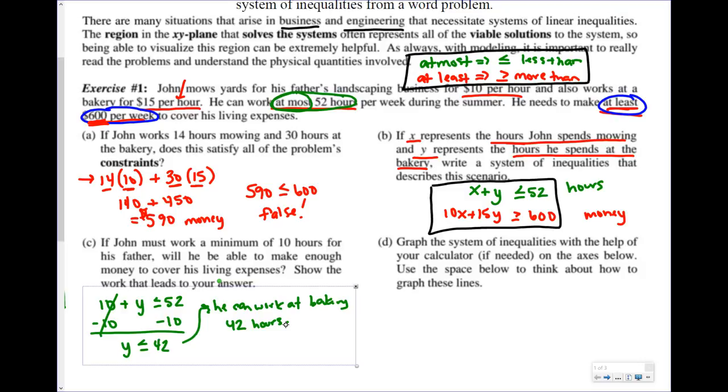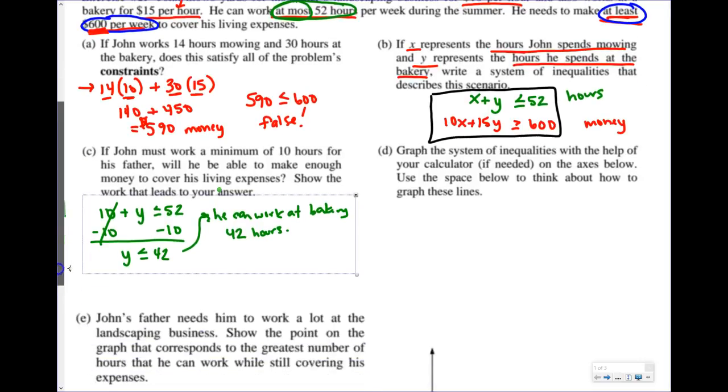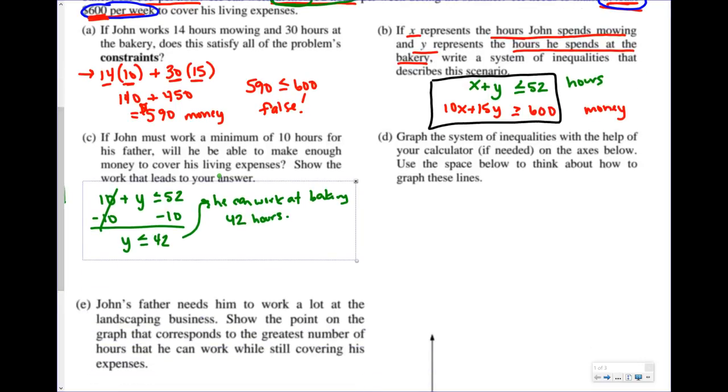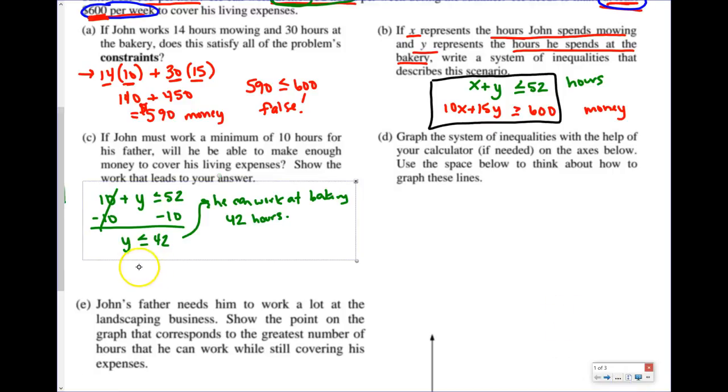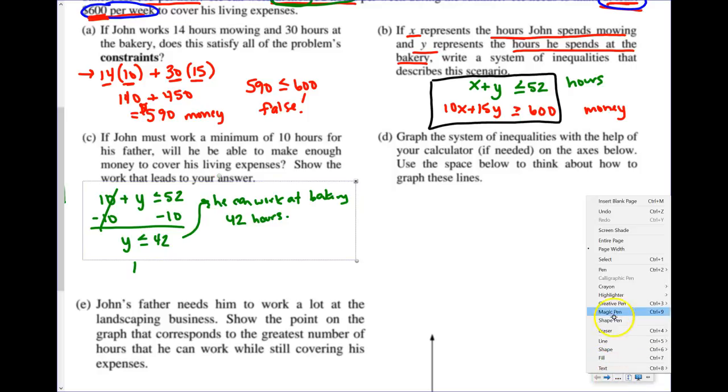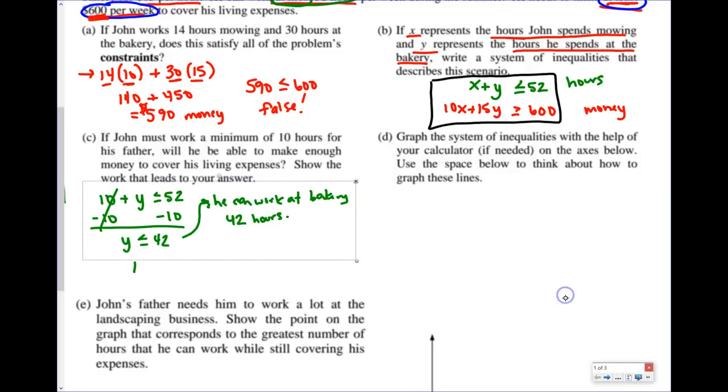Okay? But now we have to figure out, well, will he make enough with the $600? So let's put that into the other equation. So now it's 10. Let me use a different color here. Let me use the red. So he's going to make $10 at mowing his dad's lawn. So that's 10 times 10, because he makes $10 and he works 10 hours. Plus, he's going to work 42 hours at the bakery, and that pays 15. And that's got to be bigger than 600.